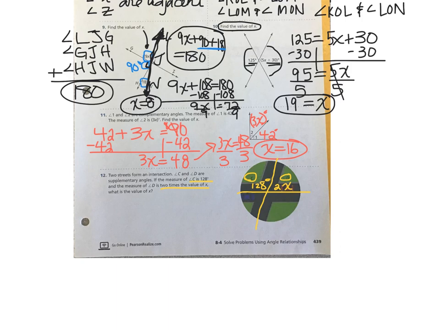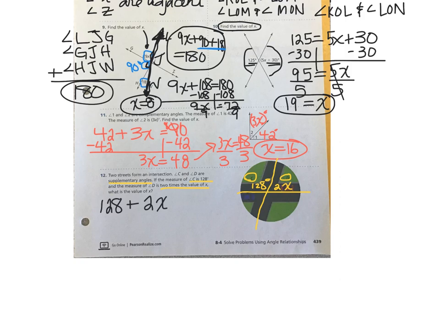Now let's look at number 12. Two streets form an intersection. Angle C and angle D are supplementary angles. If the measure of angle C is 128 degrees and the measure of angle D is 2 times the value of x, what is the value of x?